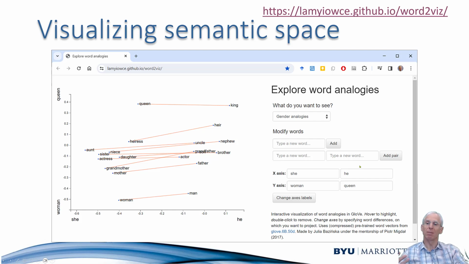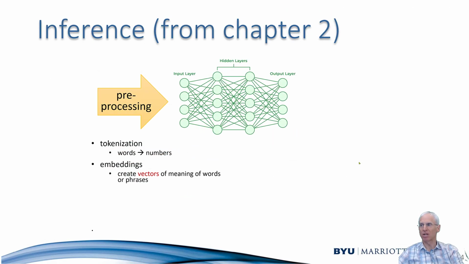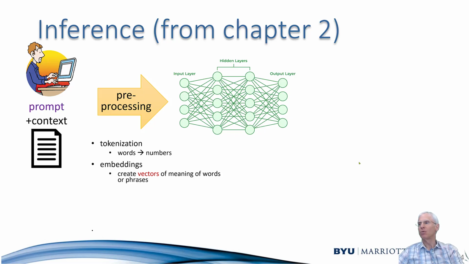But just understand embeddings. Embeddings are absolutely essential to comprehend. When we do inference, again, from way back in chapter 2, we provide our input, we pre-process it, we give our prompt, and we give it some context. Context is important because without context, the model is just using its training data, which might or might not be tied to what we want. So we have to think about what context we give it. It could be a document, it could be data.